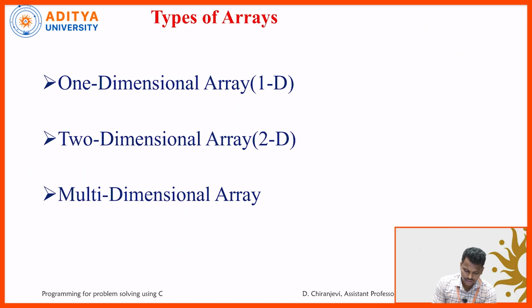Types of arrays. An array is also known as a one dimensional array, that is a 1D array. Two dimensional arrays are also there. Multi-dimensional arrays are also there, we will discuss them. Two dimensional array means array of array. I will discuss multi-dimensional arrays when they arrive.